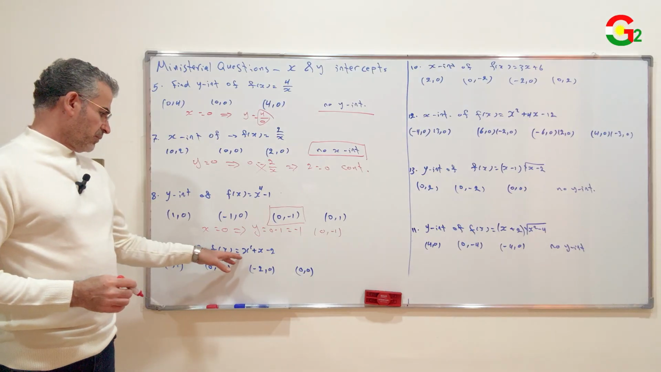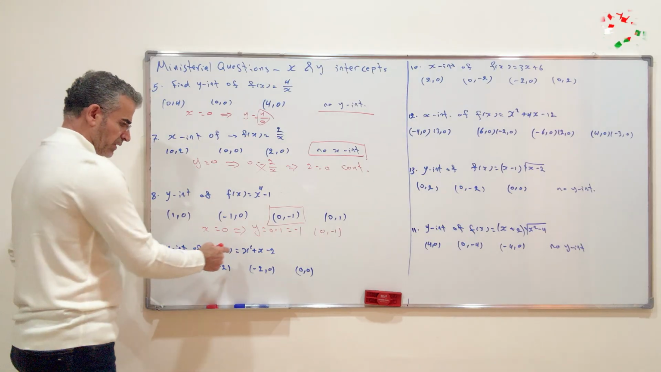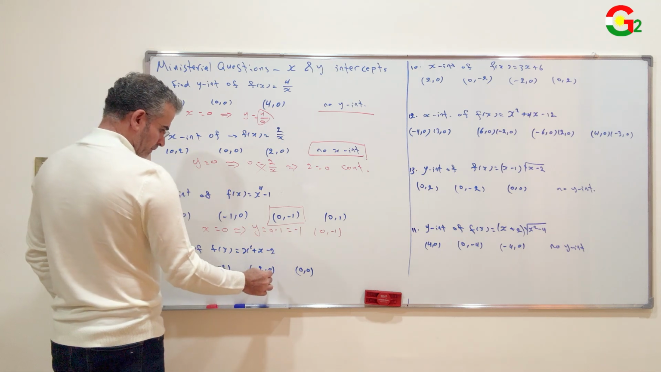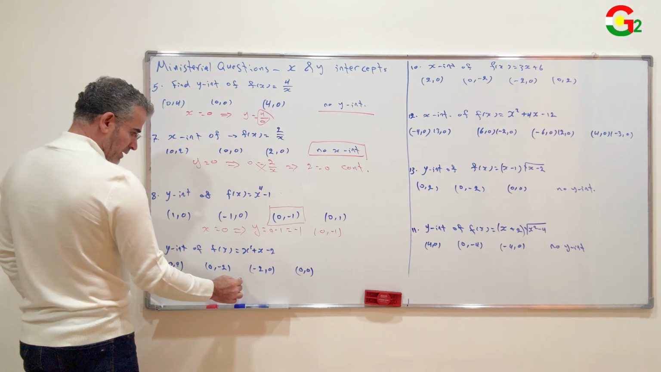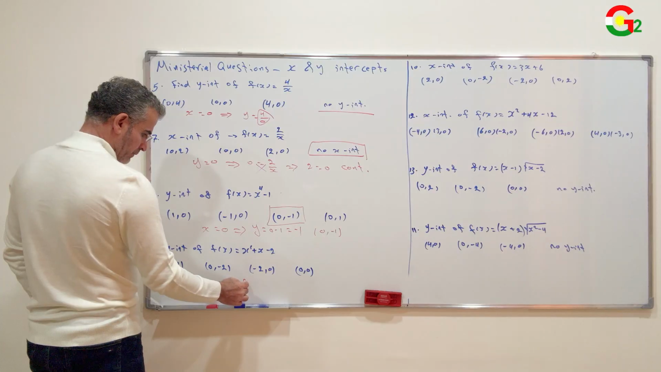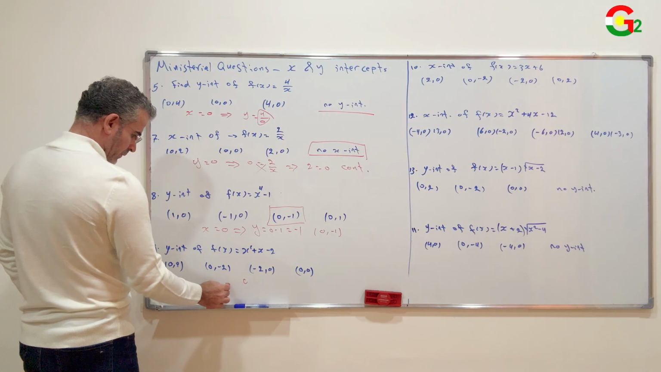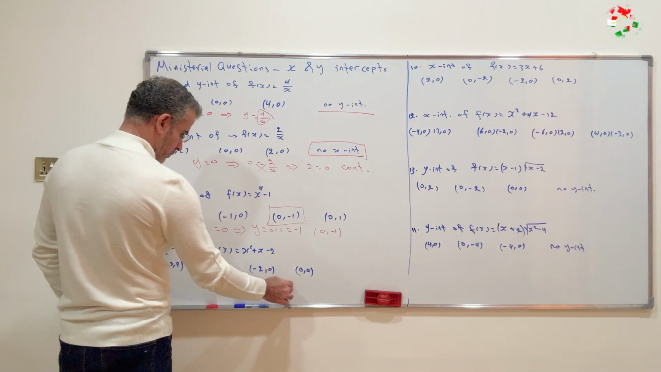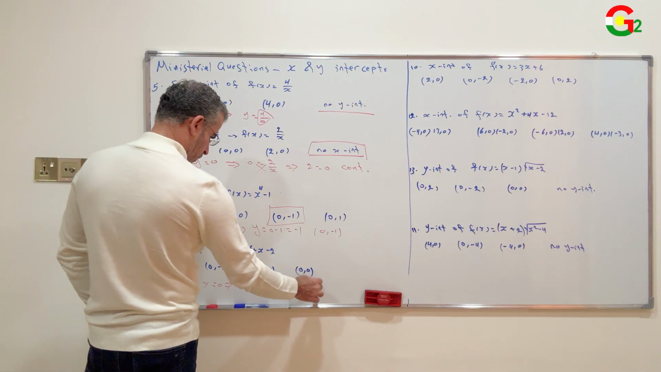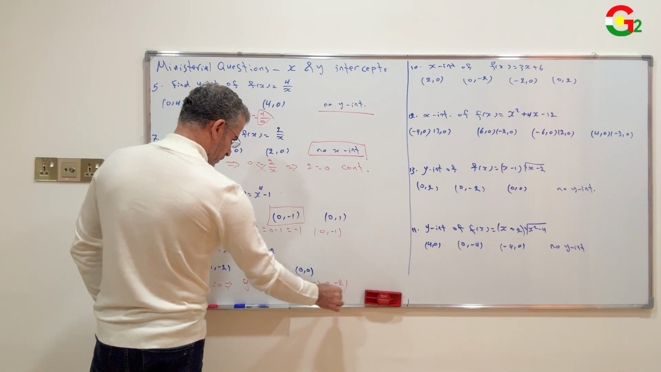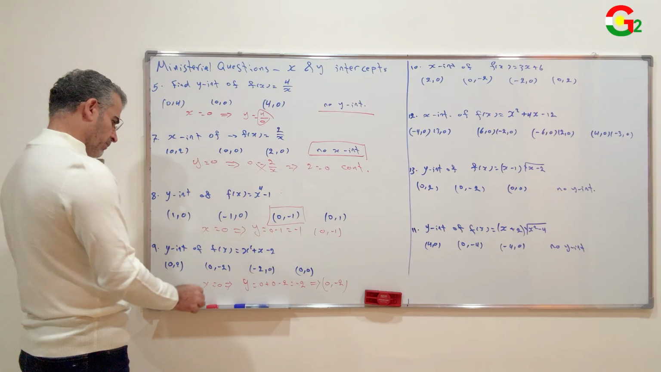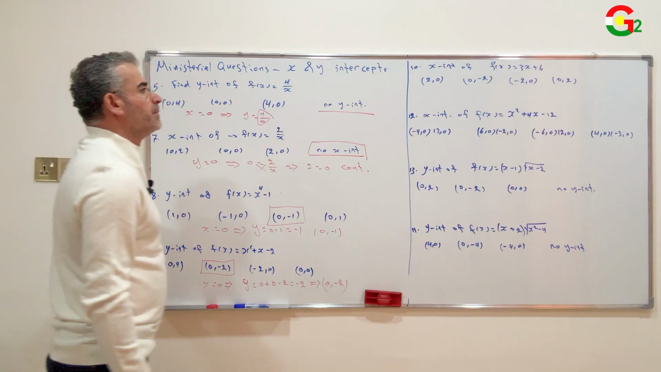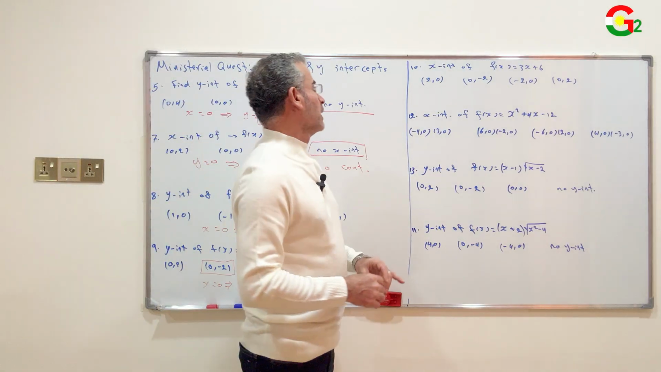Find the y-intercept of the function f of x equals x squared plus x minus 2. For the y-intercept, we set x equals 0. Therefore, y equals 0 plus 0 minus 2, equal to negative 2. Then (0, negative 2) is the y-intercept for this function. Choice B. Question number 10.